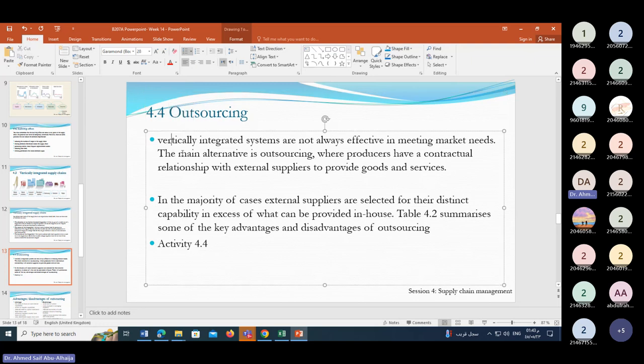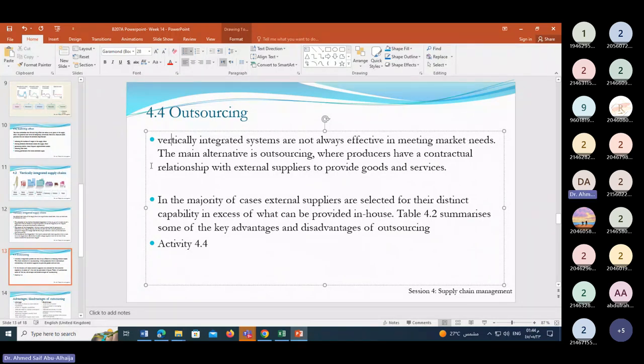They said here, vertical integration, which I have explained, means having or buying maybe your suppliers or your distributors. It's actually a solution in some way, but it's not always the solution. So what to do? Sometimes you cannot buy your suppliers, or you cannot buy your distributors. So what to do? We can have outsourcing. We can have contracts with other companies to provide us with the products that we need, simply. That's why vertically integrated systems are not always the solution in meeting the market needs.